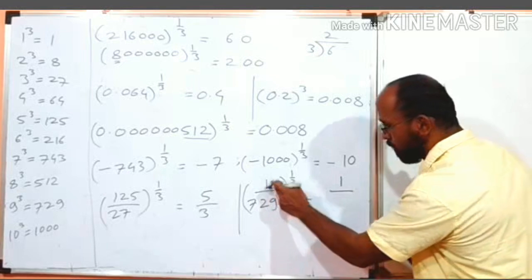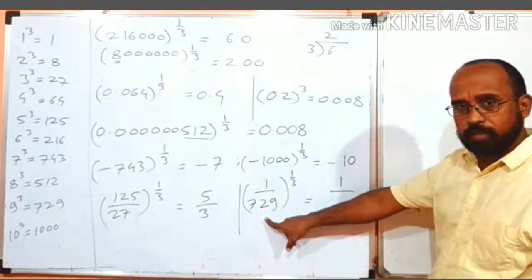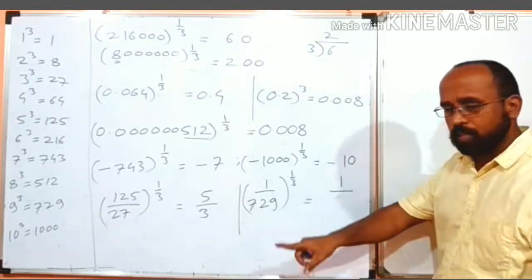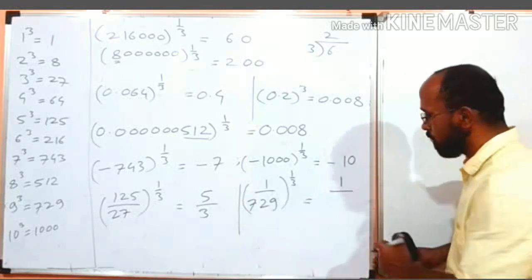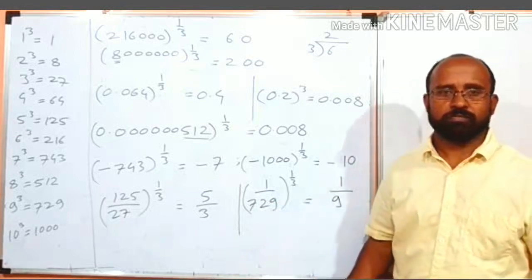The cube root of the numerator I have written at the numerator. What is the cube root of 729? That is 9. So the cube root of the denominator is 9. The cube root of the denominator I will write at the denominator. Finish. Got it?